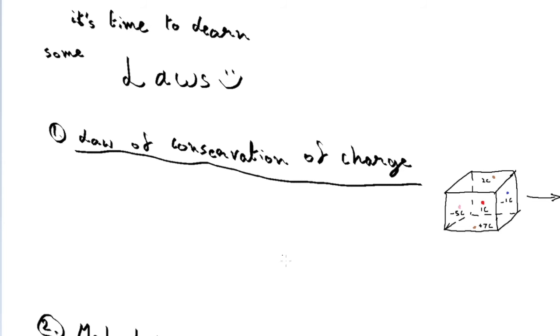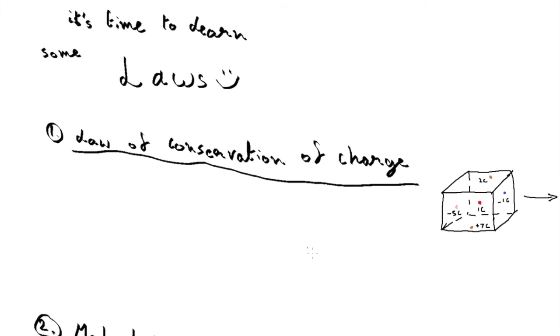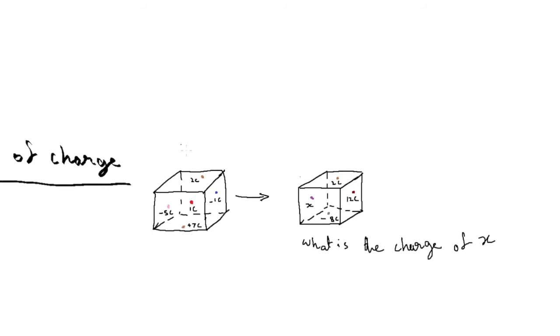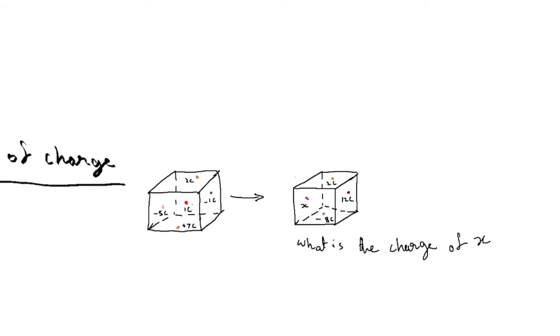As you might see over here, there is a cube with 2 coulombs, 1 coulomb, minus 1 coulomb, 7 coulombs, and minus 5 coulombs. And the total charge in that will be, well, let's see, that's 9 minus 5, 4 coulombs. And that should be the total number of coulombs in that cube at any given point in time.